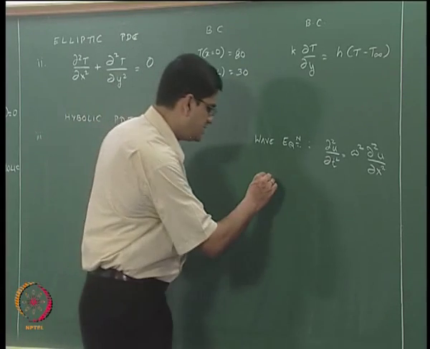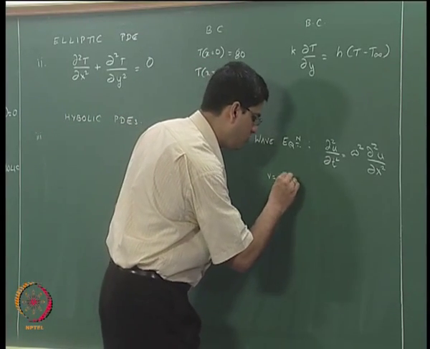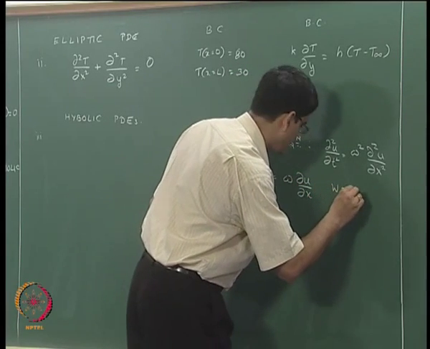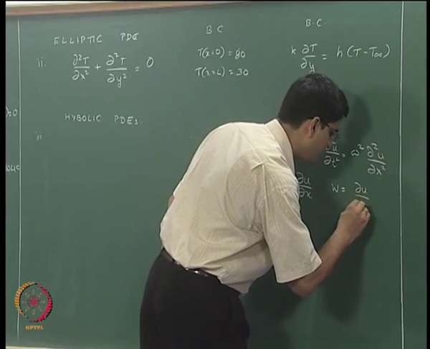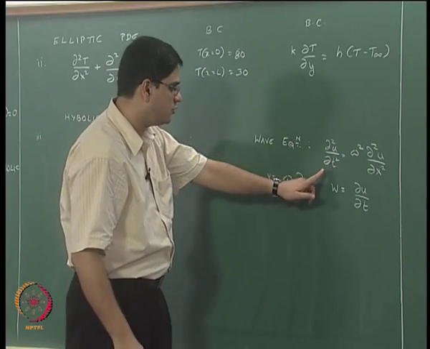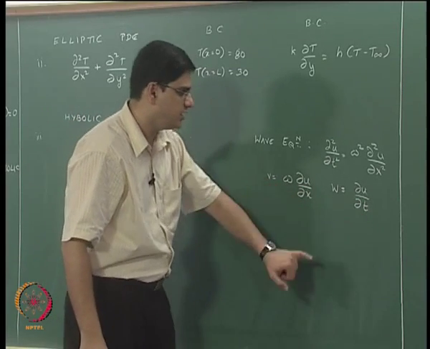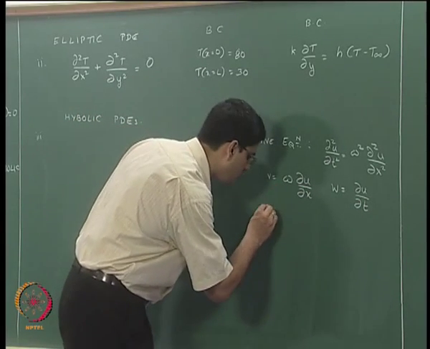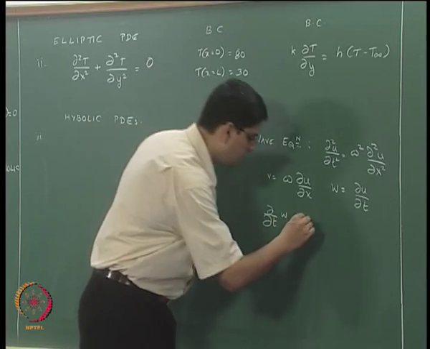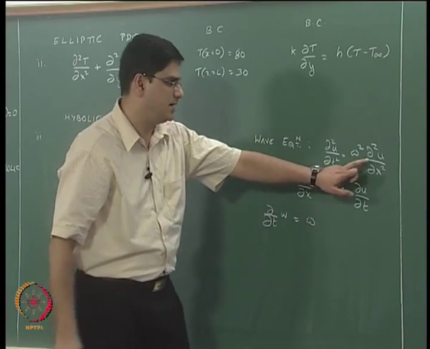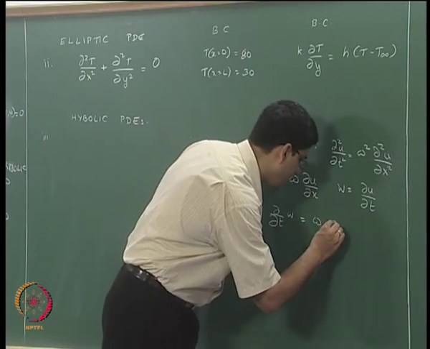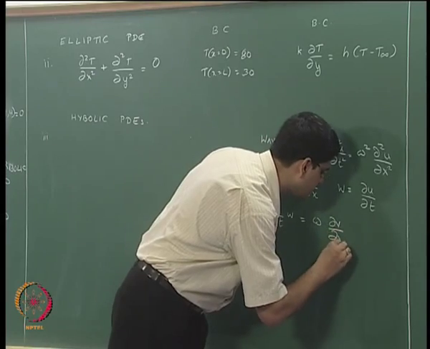So, we can write say v equal to omega partial u by partial x, w equal to partial u by partial t. We can substitute in this equation and we will get dou by dou t of dou u by dou t, and dou u by dou t is w. So, dou by dou t of w is going to be equal to omega multiplied by dou by dou x of omega dou u by dou x. So, that is going to be omega dou v by dou x.